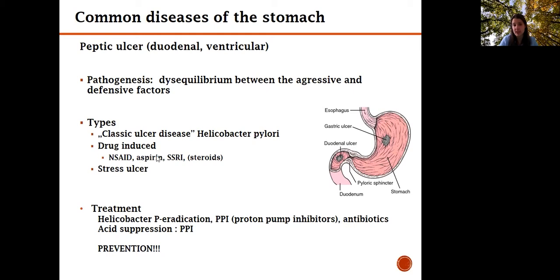There could be a drug-induced ulcer as well, mostly because of taking NSAIDs or aspirin or SSRIs. And the third and quite common type is caused by a bacterium, the Helicobacter pylori bacterium, which is a very aggressive bacterium and very hard to get rid of. So the prevention would be actually very, very important.